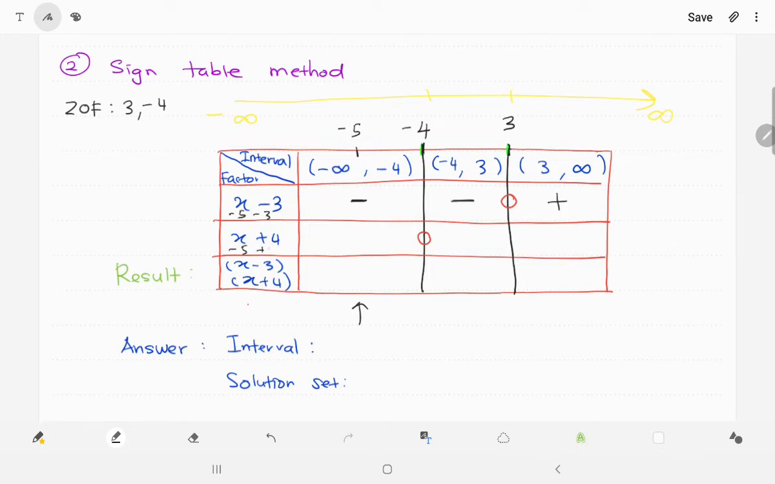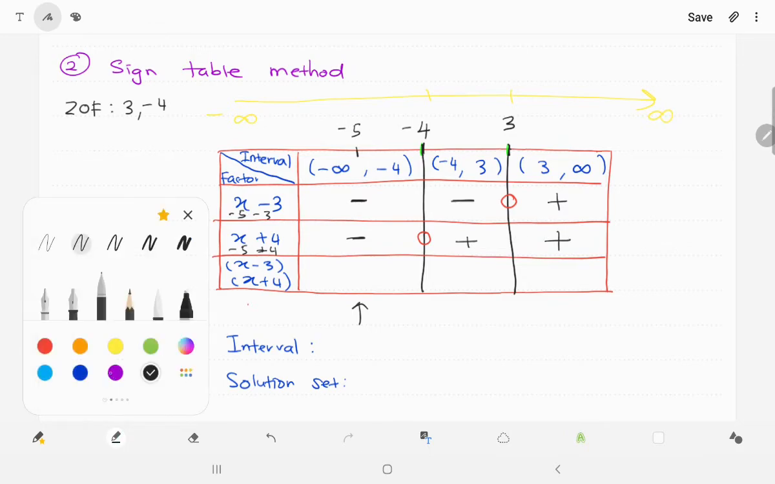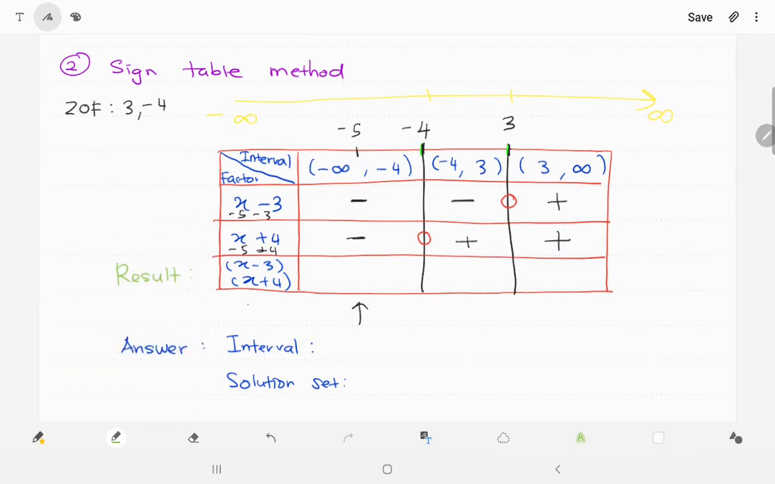Negative 5 plus 4, we get negative 1. So just put a negative sign here, then we go to the right. We meet the circle, which means change to positive. And then we move to the right, doesn't have any circle, follow positive. And then our final answer will be, in green: negative times negative, positive; negative times positive, negative; positive times positive, positive.